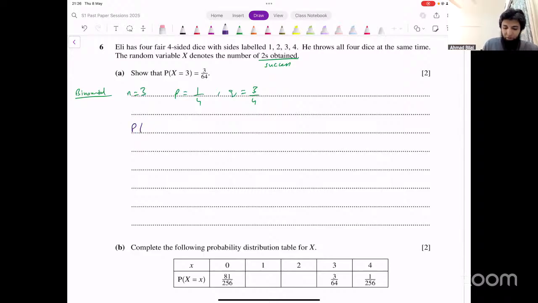We want the probability of getting 3 successes. What's the formula for that? nCr, p raised to power r, q raised to power n minus r, just input values in that. n is 3, so that's 3C3 into... you can actually do it directly as well in the first part. If you want all 2s, that will just be 1 over 4 into 1 over 4 into 1 over 4. We want 3 successes.